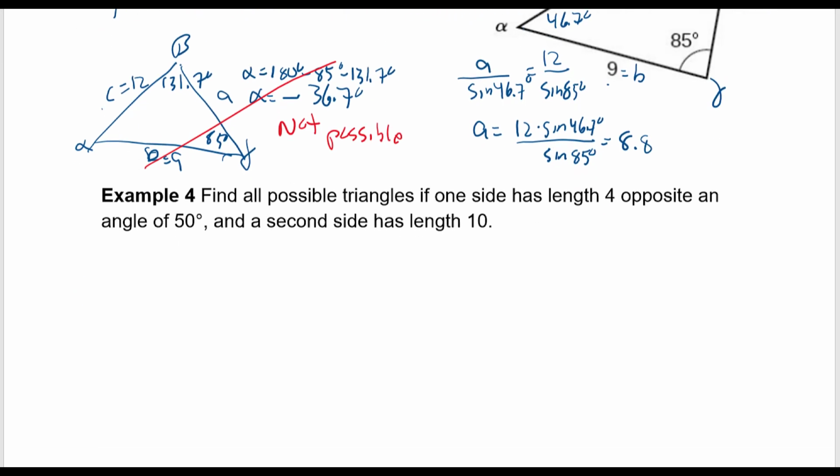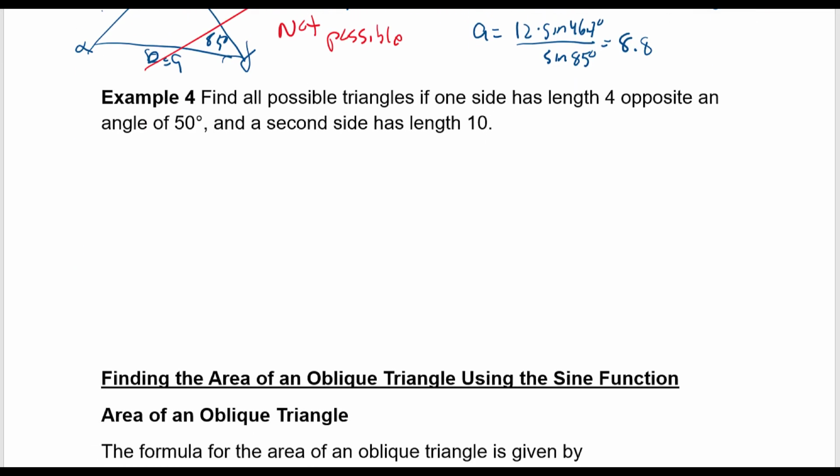Now the video is already getting long. Find all possible triangles if one side has length 4, opposite an angle of 50 degrees, and the second side has length 10. Okay, so I don't have a diagram for this. So we have an angle of 50 degrees. We have a side of 10. And then we have this other side of 4. Now, is this thing going to be possible? 4 seems kind of short. 4 is opposite the 50. So let's take a look.